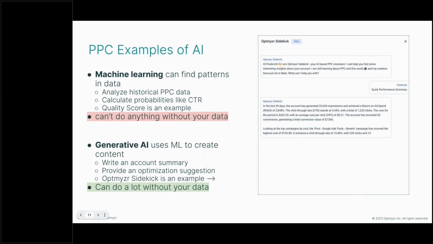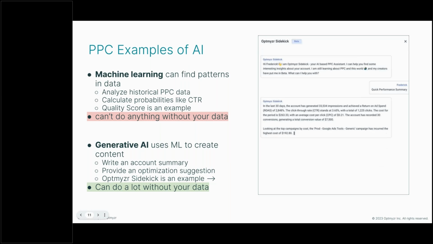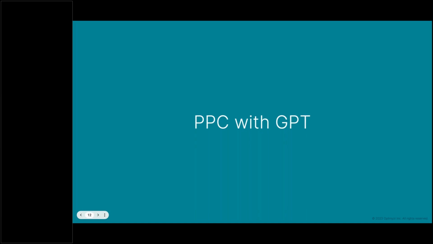Generative AI can actually do a lot of stuff without your data because it's been trained on large portions of the internet, many books, and it uses a form of machine learning to create content. So what you can see there on the right-hand side is in the software that we have, Optmyzr, you can go in and you can say, hey, can you give me a description about a quick performance summary? And so we do a lot of engineering to give it the correct numbers, but the actual writing and the prose and the paragraphs that it puts together, that is generative AI kind of putting the words together in an order that makes sense and putting either a positive or a negative spin on it, depending on what you're asking it to do. It can also provide optimization suggestions. And so these are examples of generative AI.